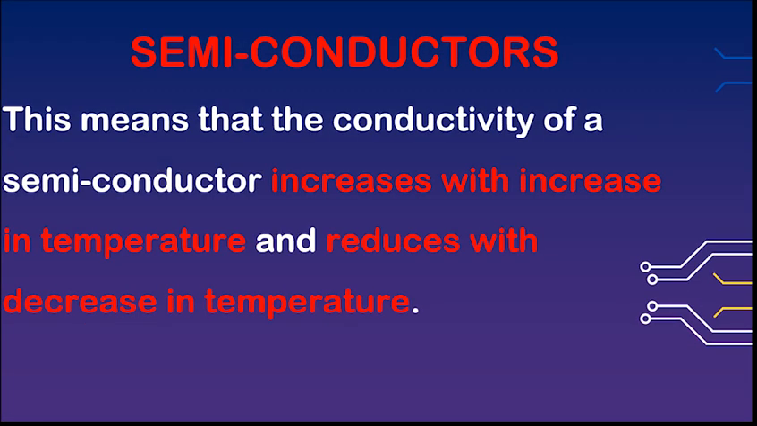When the temperature of a semiconductor is increased, an electron in the valence band can gain enough energy to enable it to jump to the conduction band. This means that the conductivity of a semiconductor increases with increase in temperature and reduces with decrease in temperature.